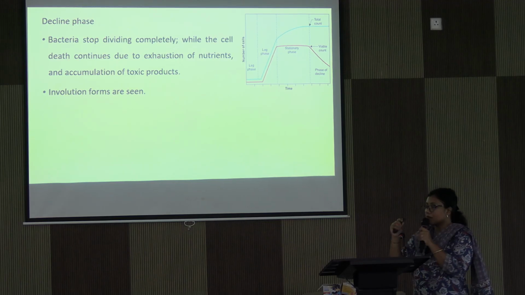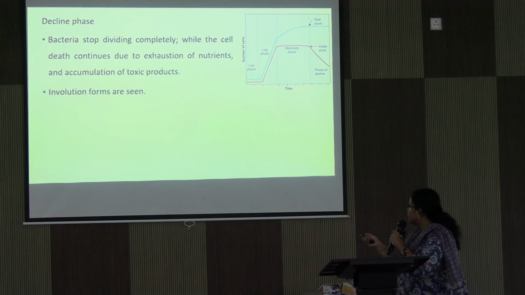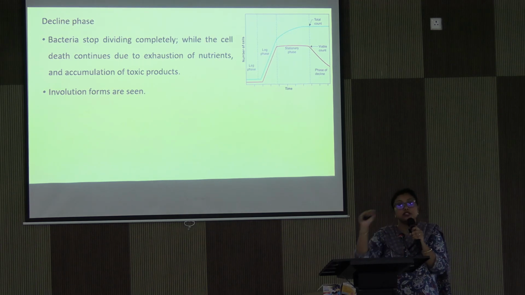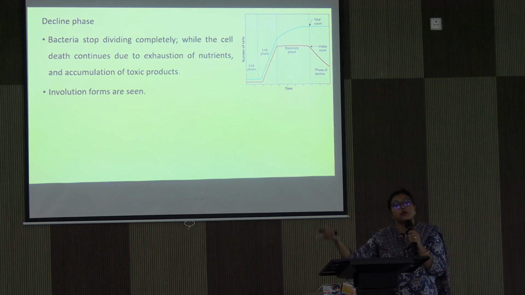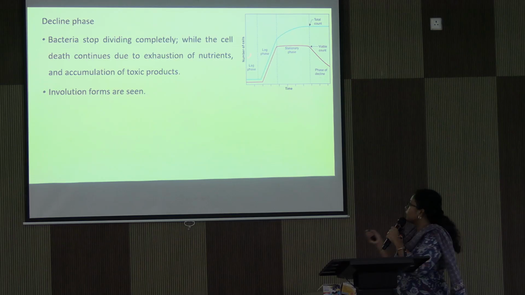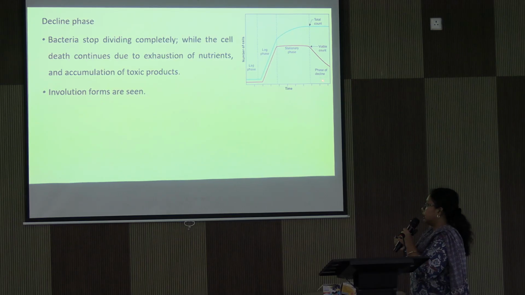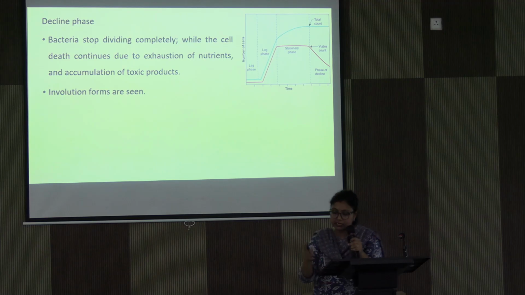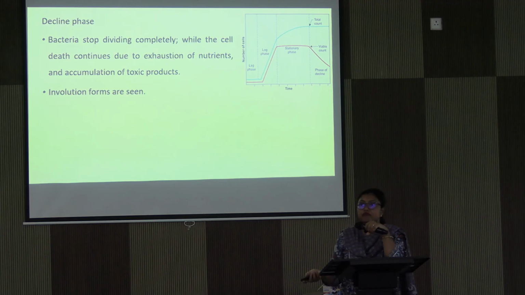Because the nutrients that were formed here, okay, here and here, they will exhaust. So nutrients are getting exhausted, so a greater number of cell deaths occur. And accumulation of toxic products is also there. So that is why the bacterial count will decline and you will see involution forms. These are deformed cells.